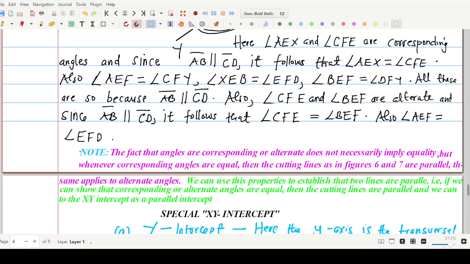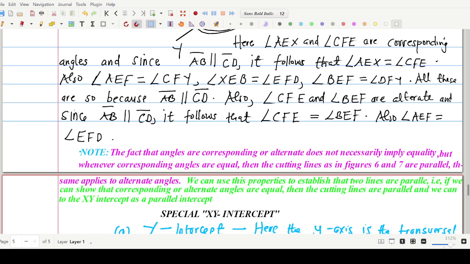Take note of that. And so we can use this property to establish that two lines are parallel, as I said before. That is, if we can show that corresponding or alternate angles are equal, then the cutting lines are parallel, and we call this intercept a parallel intercept. We call it a parallel intercept, all right.